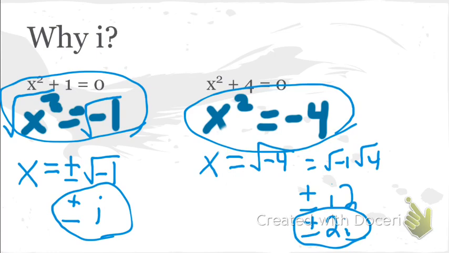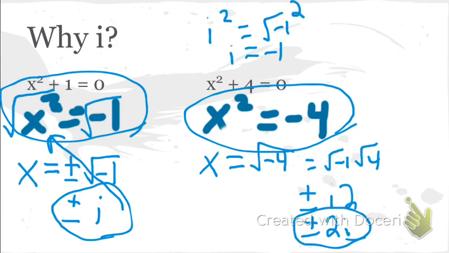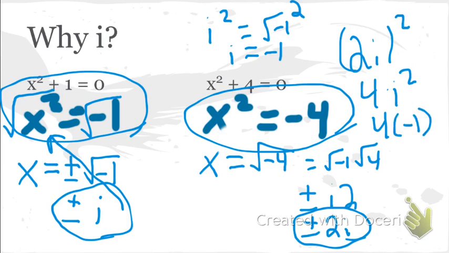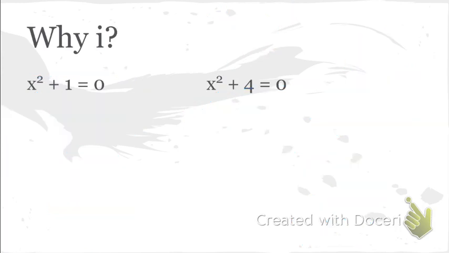Now if you plug i back into the original equation, i squared, since i is equal to the square root of negative 1, becomes negative 1, and now it's a solution to that equation. Same thing with 2i. If you were to square that, you would get 4 times i squared. i squared is equal to negative 1. So you get 4 times negative 1 is negative 4. So that's why we have i in the first place.